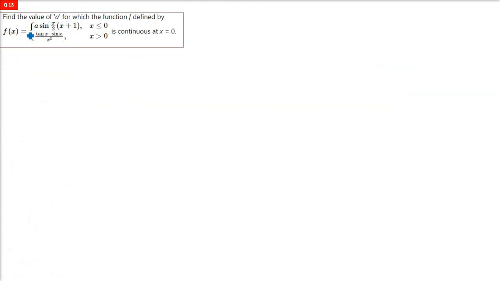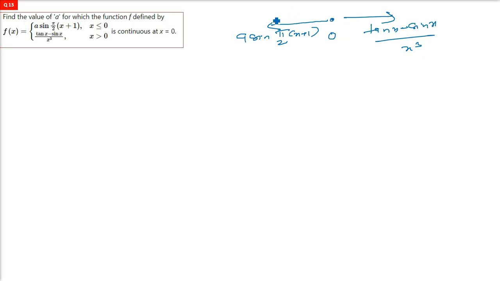Find the value of a for which the function f defined by. Now we have to find out the continuity or discontinuity at x equals 0. So x equals 0, what does it mean? See, we have to check at x equals 0. If you go on the opposite side, that is on the backward side, it is sin (pi by 2)(x plus 1). On the right hand side, or on the forward side, it will be (10x minus sin x) divided by x cube. So on the left hand limit side, we'll put 0 minus h because we have to check at 0. On the right hand side, we'll check at 0 plus h.